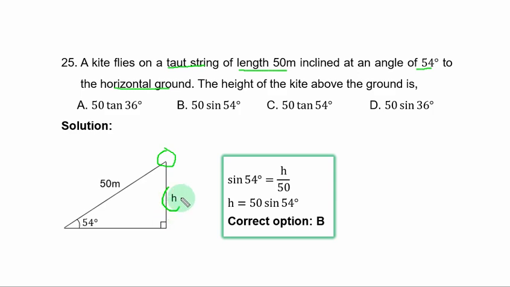Considering the height h as opposite and 50 as hypotenuse, we must use sine. Sine 54 degrees equals h over 50, and h is equal to 50 sine 54 degrees as the height of the kite. B is the correct option.